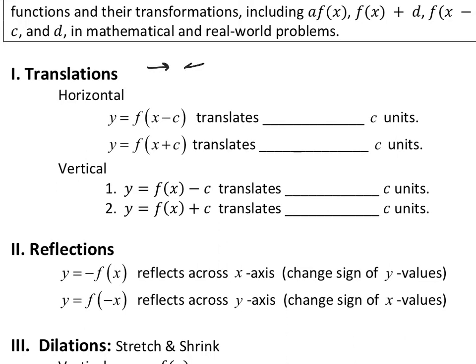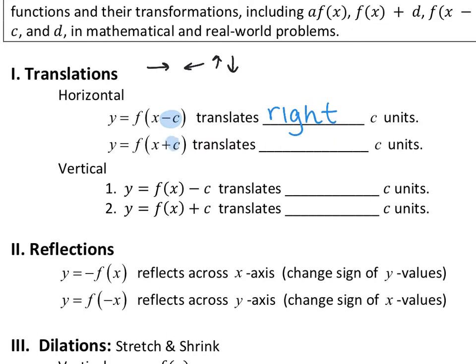So left, right, up, down, those are translations. We're sliding it around the graph. If the number we are adding or subtracting is inside the function, so inside parentheses, inside the square root, inside the absolute value bars, and it's subtracted, we're going to be moving that graph to the right the number of units that it says. So if you see a -3 in there, it is moving to the right 3 units.